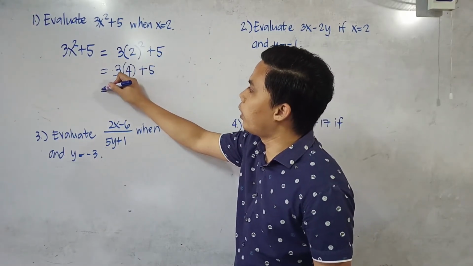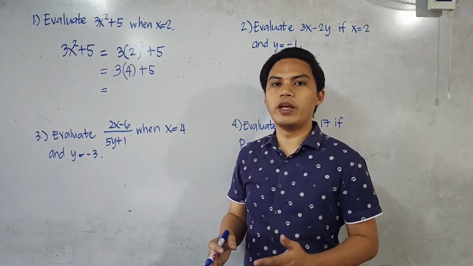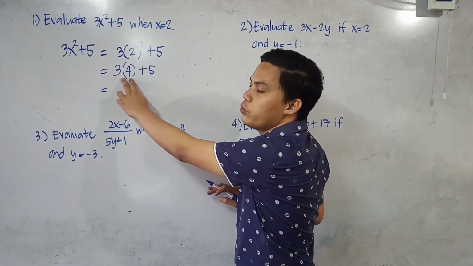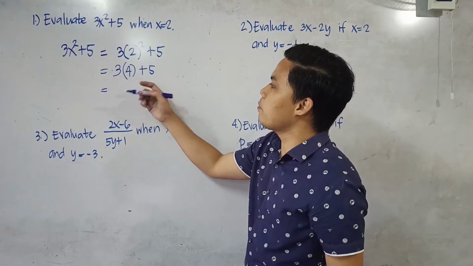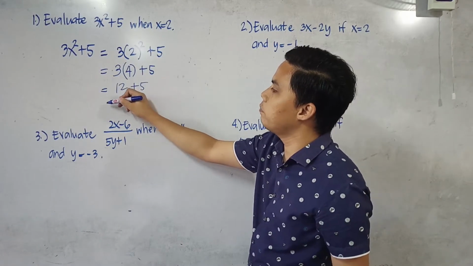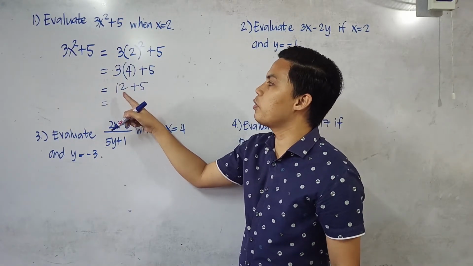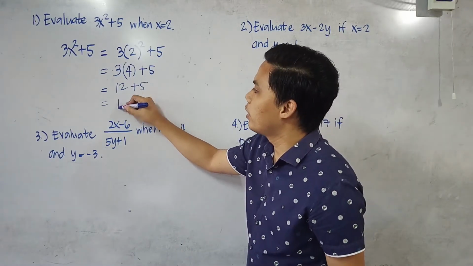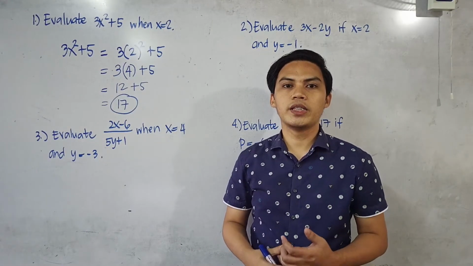Okay? After that one, we're going to perform all the multiplication or division from left to right. Okay? So, since meron tayo isang multiplication, ito muna yung una nating ipe-perform before tayo mag-a-add ng 5. So, 3 times 4, you have 12. Then, bring down plus 5. And finally, we're going to add now the two numbers. We have 12 plus 5, that is equal to 17. Therefore, the answer is equal to positive 17.